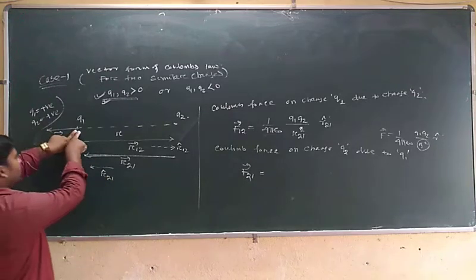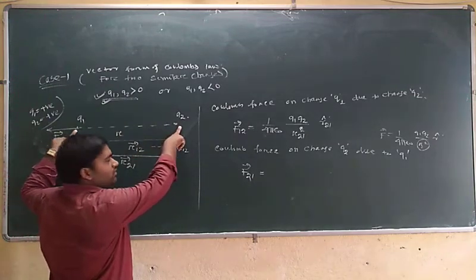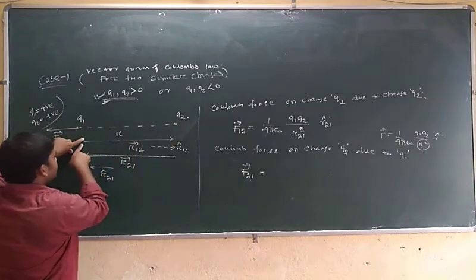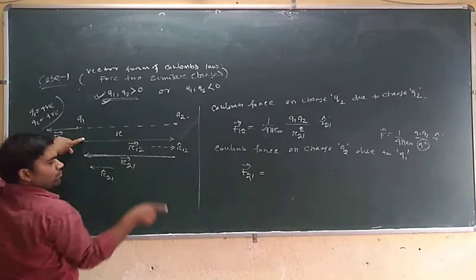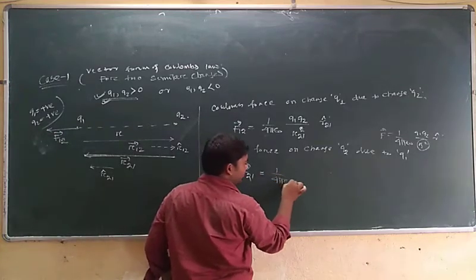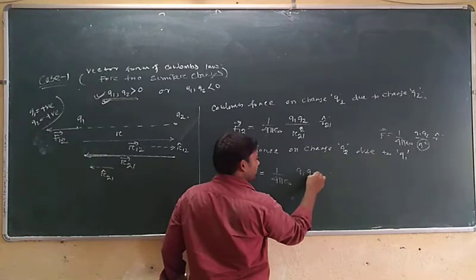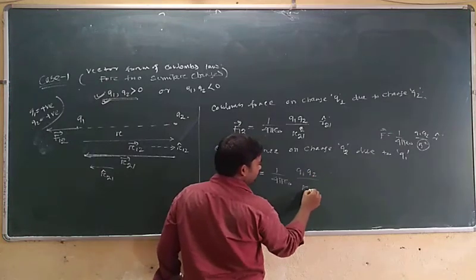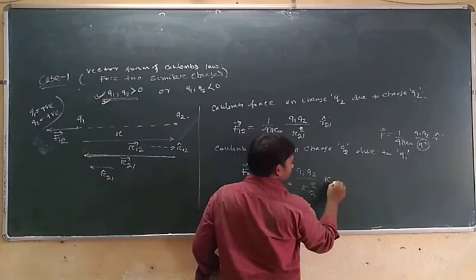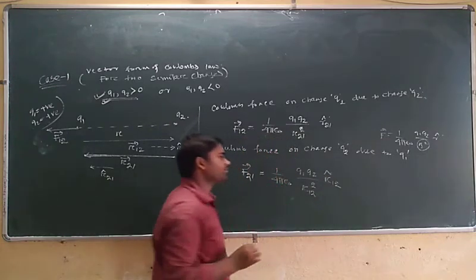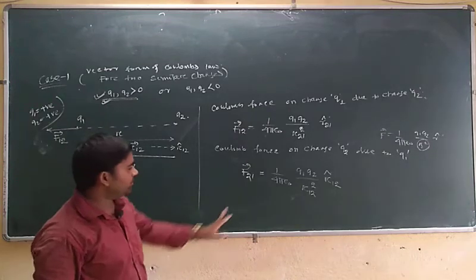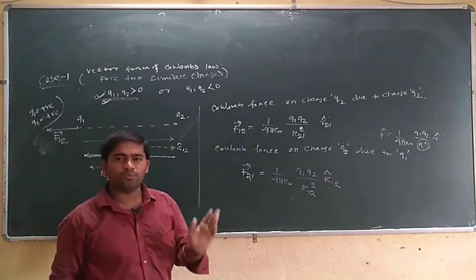The movement will start from q1 and end at q2. When we take movement from 1 to 2, it takes the displacement r12 vector. So that's why we write 1 by 4 pi epsilon naught q1 q2 by r12 square r12 cap, because the displacement is from 1 to 2.